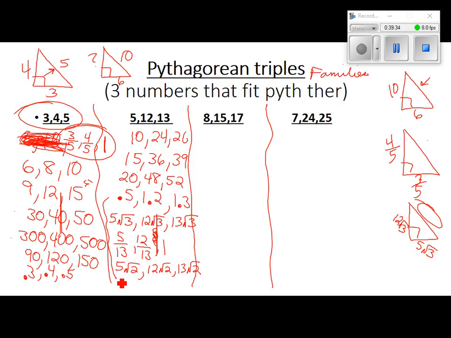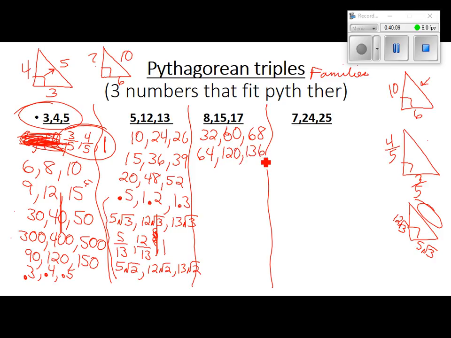No. Now, does that mean, again, that every one is going to fit into one of these? Not necessarily. Give me another one: 8, 15, 17. 16, 32, 30, 34. Give me another one. 32, 60, 68. Another one. 64, 120, 136.